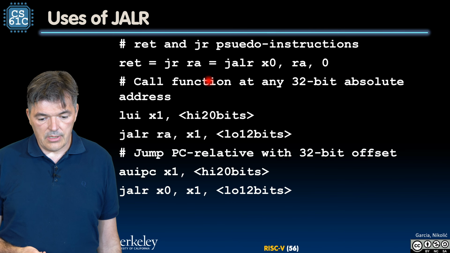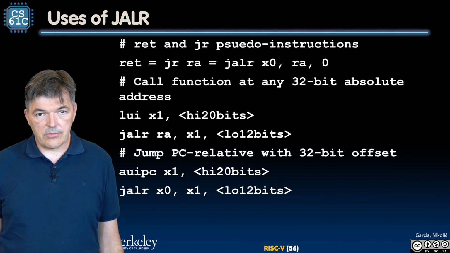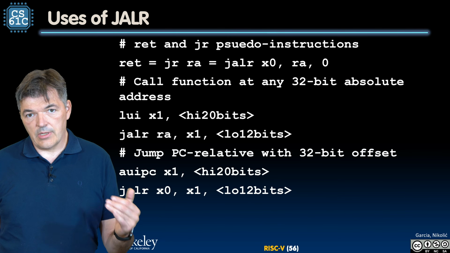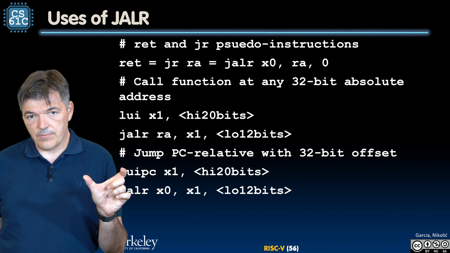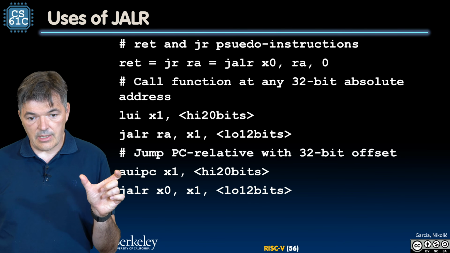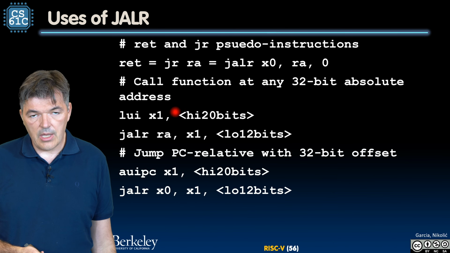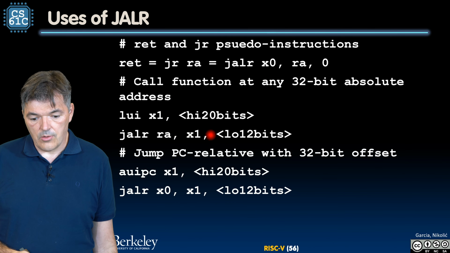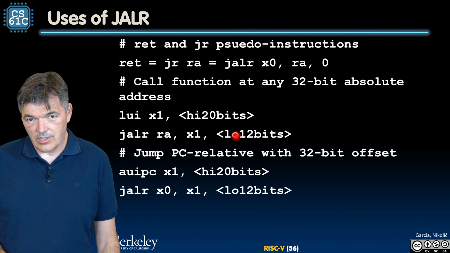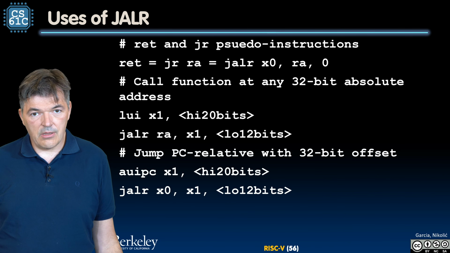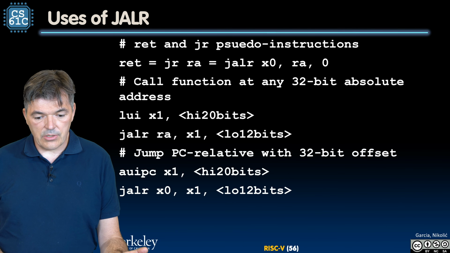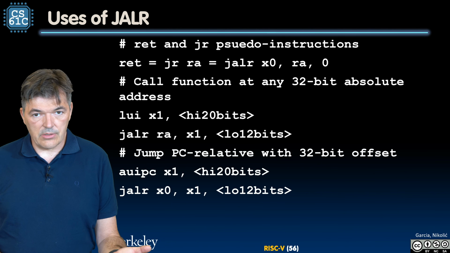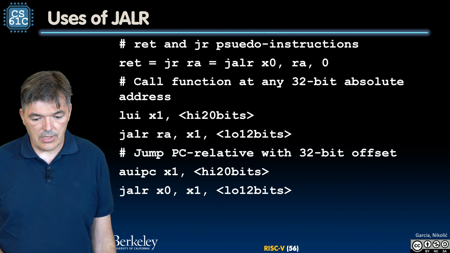If we want to call a function at any 32-bit absolute address, we can do that with Jalr with the help of LUI. So if we LUI the upper 20 bits of our target absolute address into register X1, and then Jalr with the value of X1 and lower 12 bits that are going to be now added to that, then we are there. We have called a function that is specified by a 32-bit absolute address.